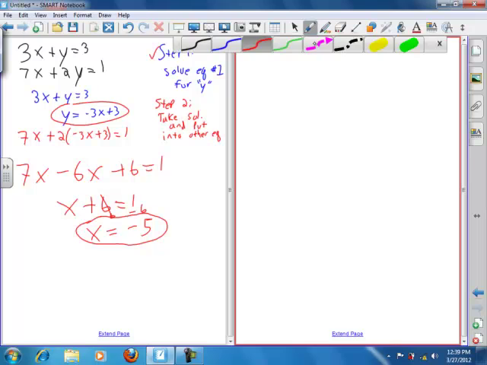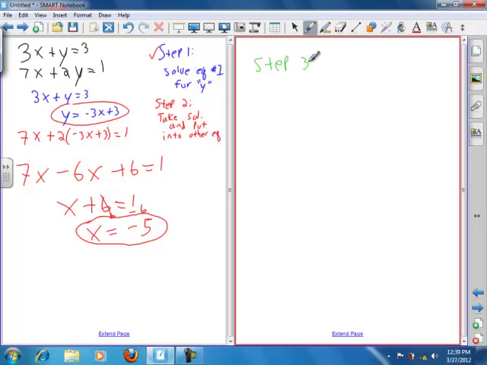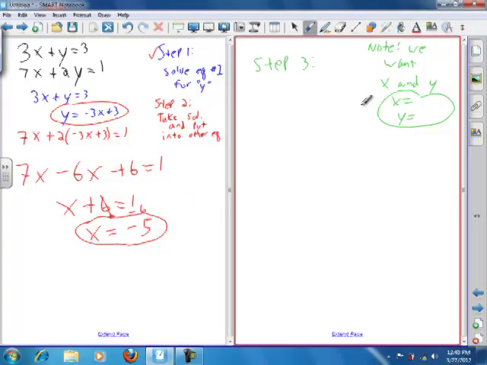Now let's do step 3. We'll go to green this time. Step 3. Now notice we want an x and a y, so let's note that up here: we want x and y. So we want x equals something and y equals something, and that would be our answer. Right now we have x equals minus 5. We don't have y yet.